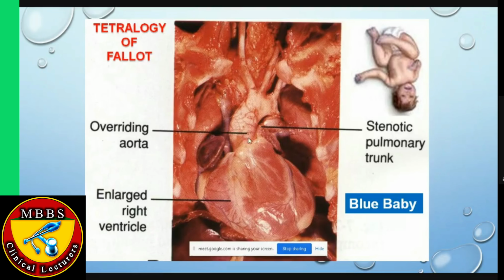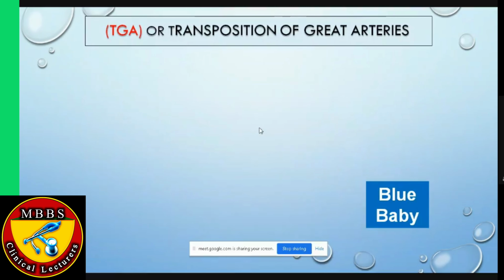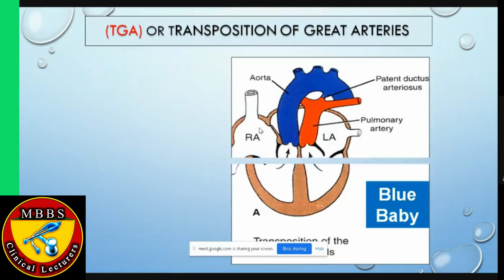Now, if you see over here, this is again an image where you can see this is the overriding of the aorta. You can see how much enlarged this right ventricle is here. And this is an obstruction in the passage of the pulmonary trunk, called the stenotic pulmonary trunk. Then there is a transposition of the great arteries.